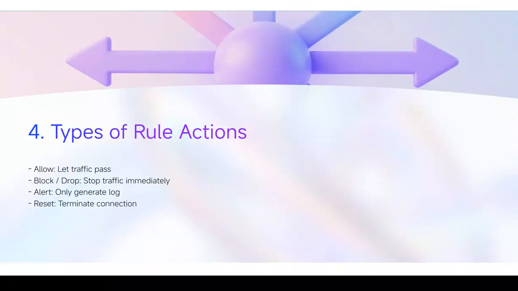Type of rule action. When a rule matches, IPS can take different actions. Allow: the traffic is allowed to pass. Block or drop: the traffic is stopped immediately. Alert: IPS only sends a warning message. Reset: IPS closes the connection. If the action is alert, traffic is not blocked. If the action is block, traffic is stopped.